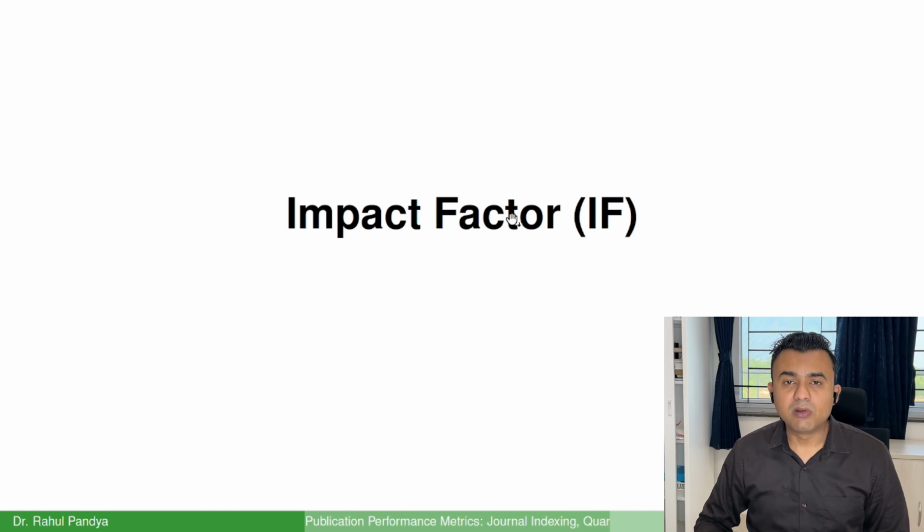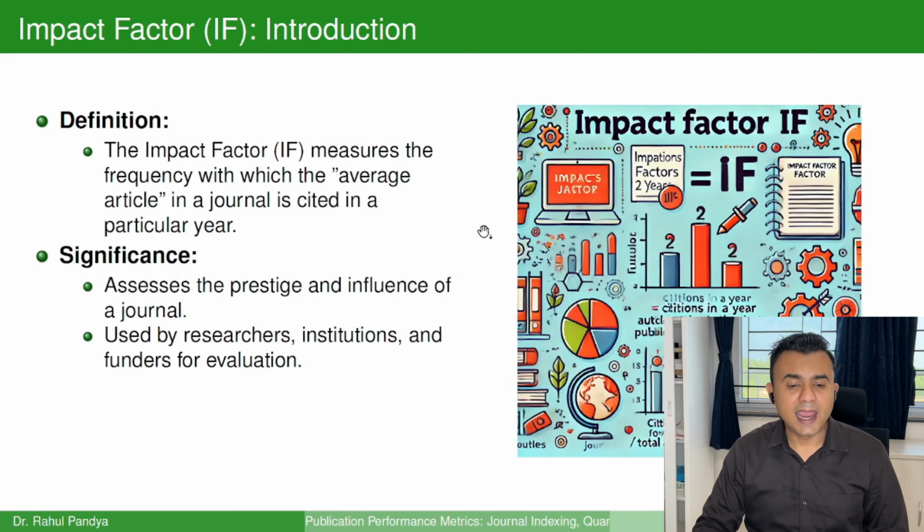Now coming to a particular journal's performance. In this section, we will discuss the impact factor of any journal. The definition of the impact factor is that it measures the frequency with which the average article in a journal is cited in a particular year. We will take a look at an example of how it is calculated and how it helps us determine the quality of the journal.